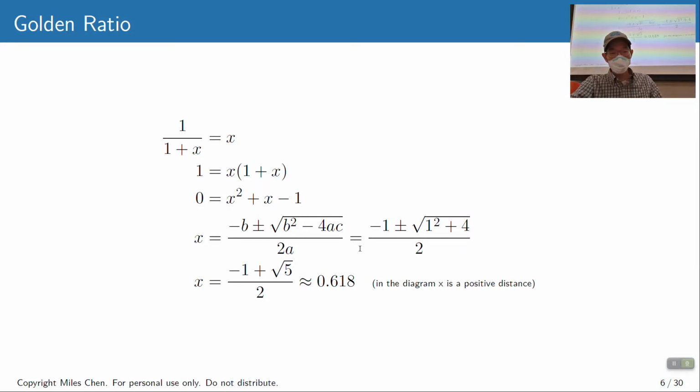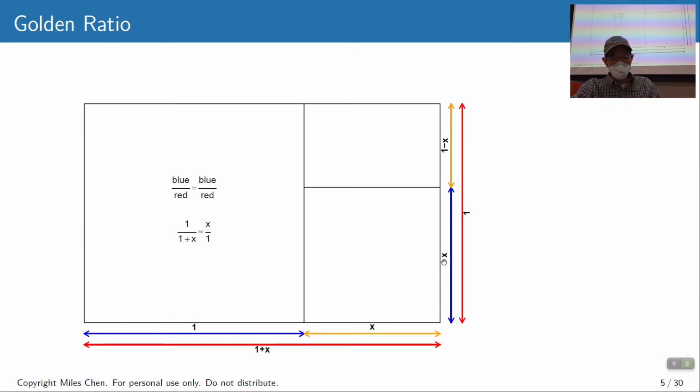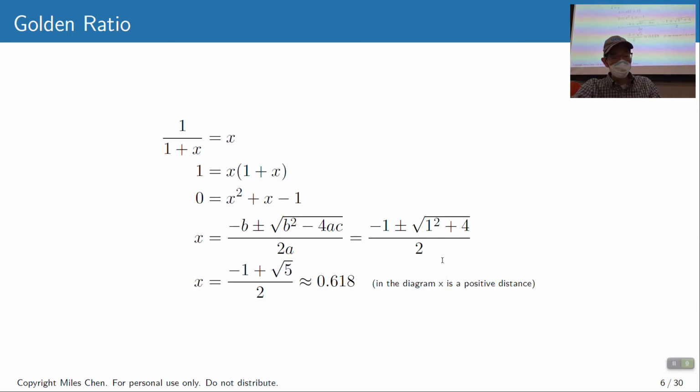We can say x is -1 plus or minus the square root of 5, divided by 2. And if we look at this, x is a positive value, so we're going to go with the plus square root of 5. So we get -1 plus the square root of 5 over 2, and that's approximately 0.618. It's an irrational number, but we're going to say it's approximately 0.618, and this is about my golden ratio.